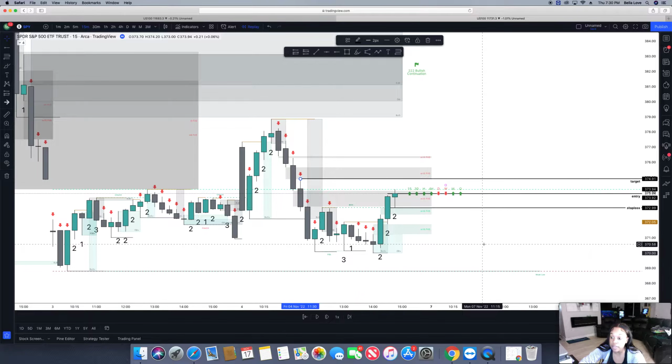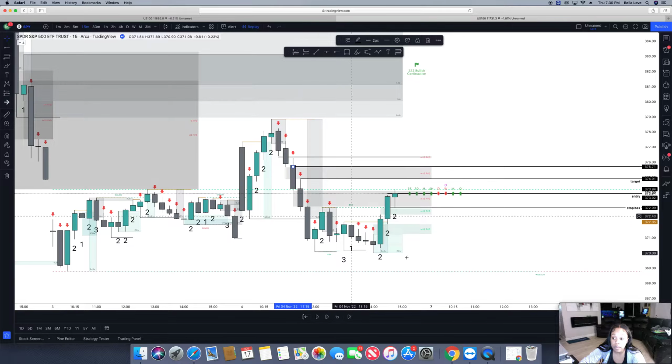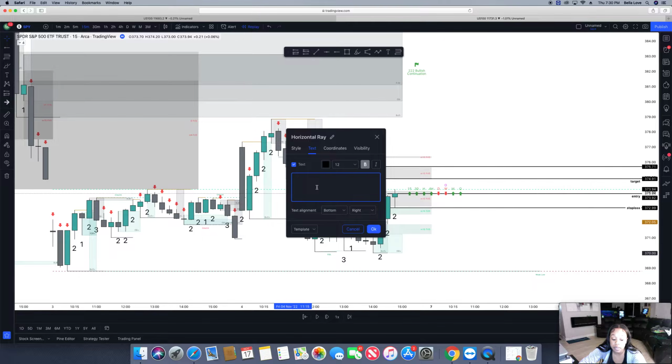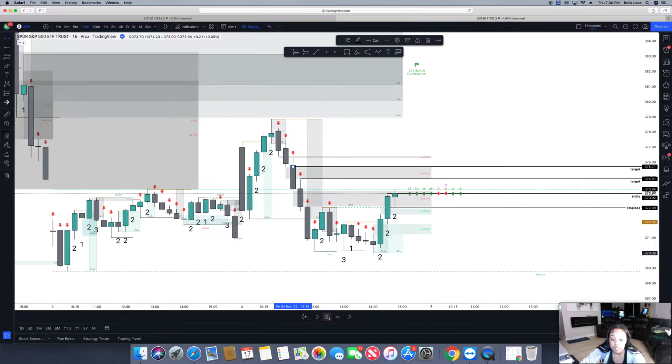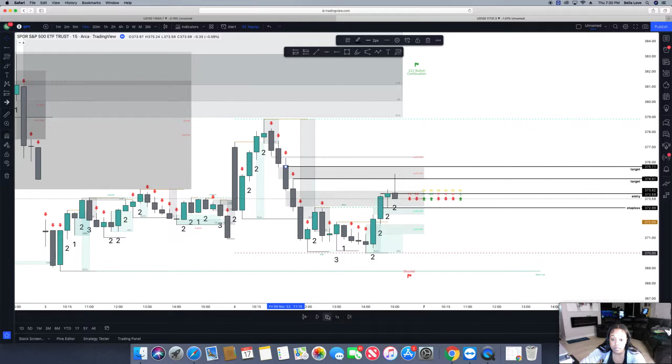Well, okay, so entering at 373.90, I'll have my next target $1 up. And I will have my next target, which will be at 375.71. So let's see. So I'll add target here. So as you guys can see, the first target is hit.